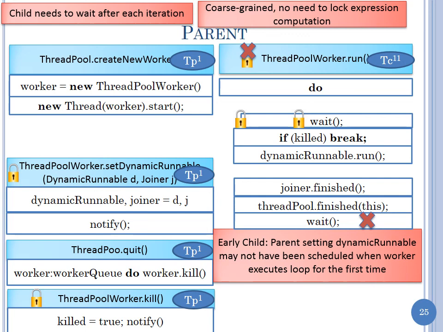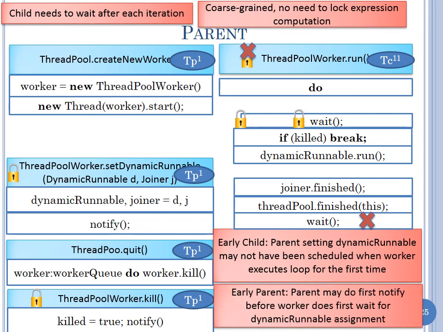We don't want to lock on this dynamic runnable.run, because that's on the left side. All we are doing is notify and changing one variable, and we do want them to occur together. Okay? So now we go back to the previous question. How do we guard wait?